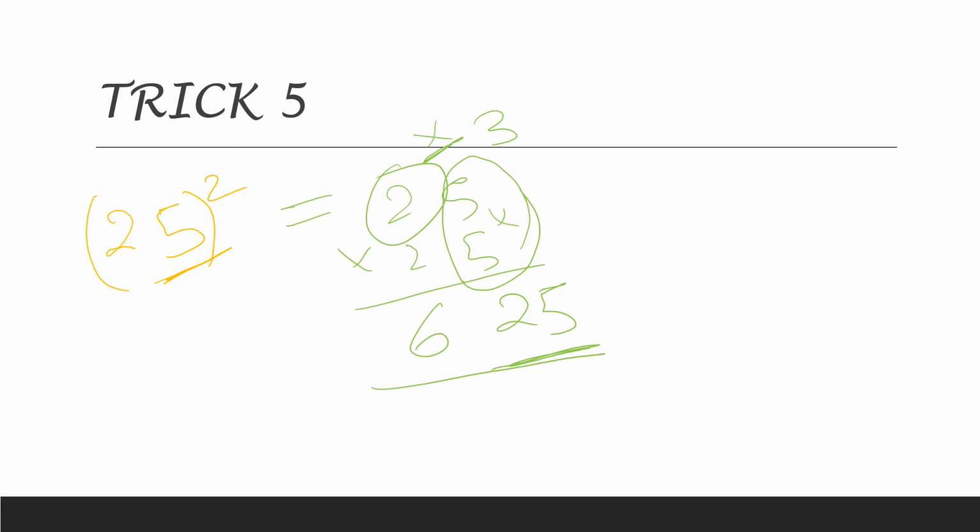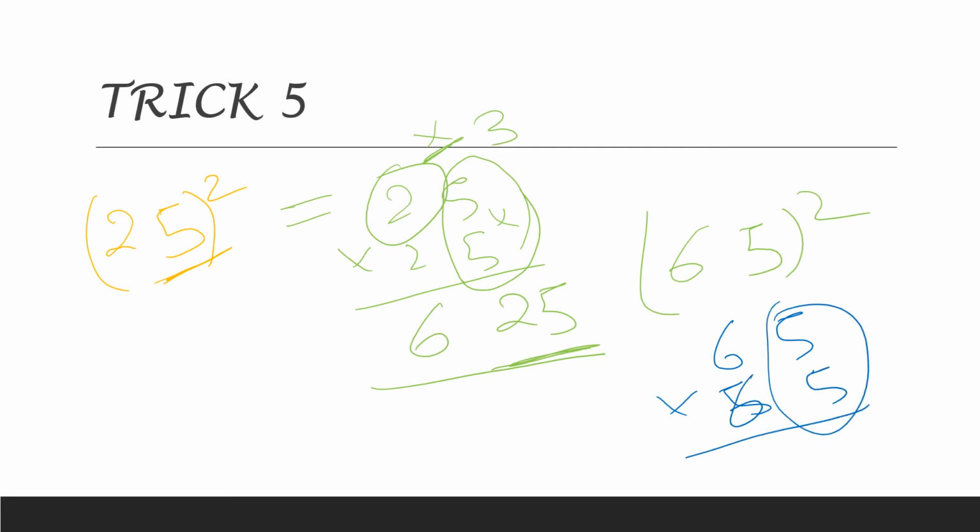Similarly, let's take another example, 65 whole square. To find 65 whole square, we'll write 65 into 65. Again 5 into 5 is 25, and then 6 into 7. What is 6 into 7? 42. So 4225 is the answer for 65 whole square.